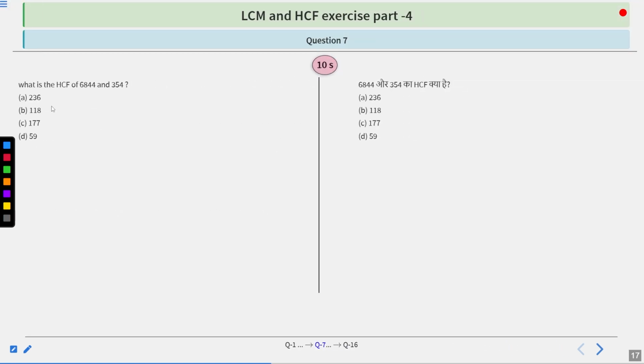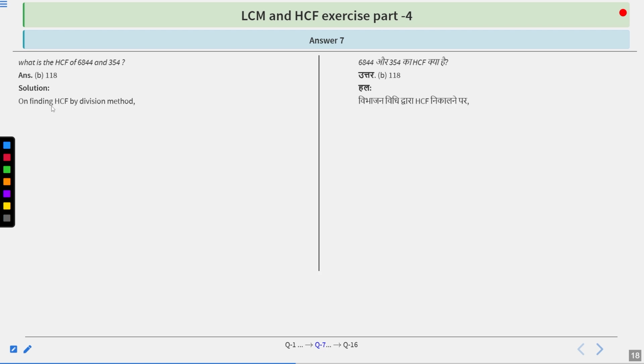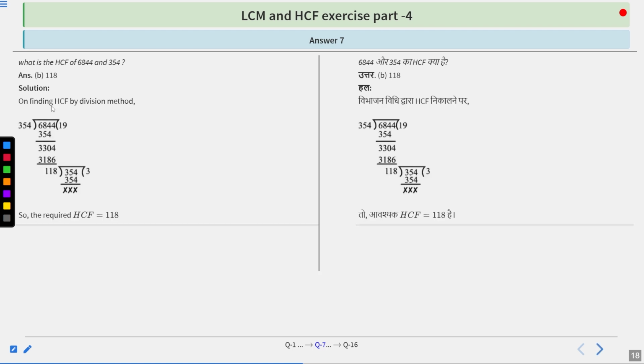What is the HCF of 6844 and 354? And options are 236, 118, 177 and 59. These are the options. Now, again using the division method here, we are going to divide the larger number by the smaller number. So dividing 6844 by 354, we are getting 118 as the remainder.